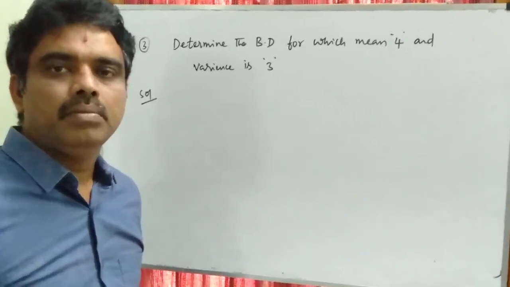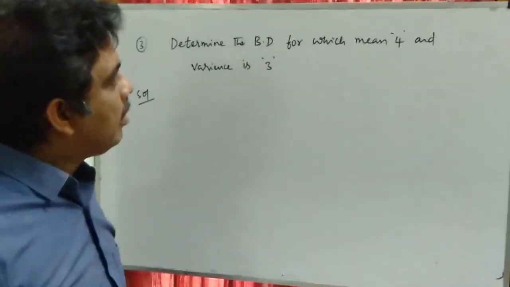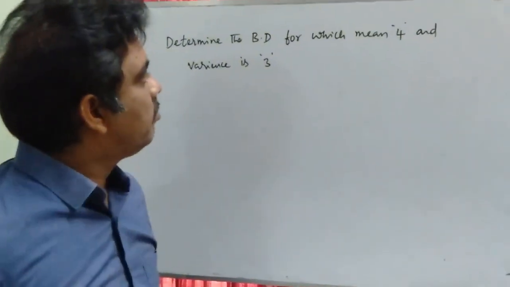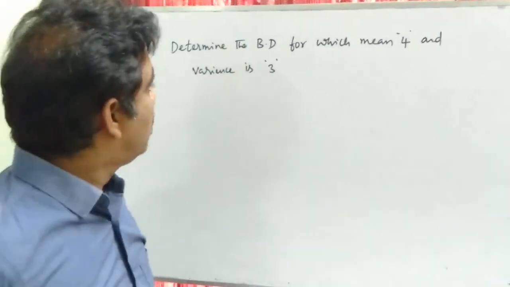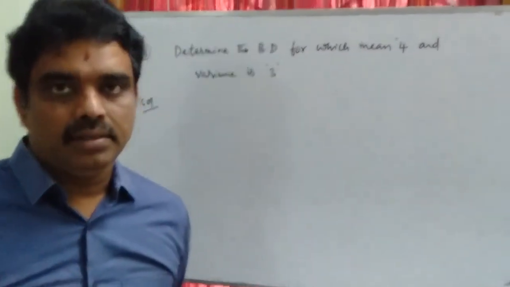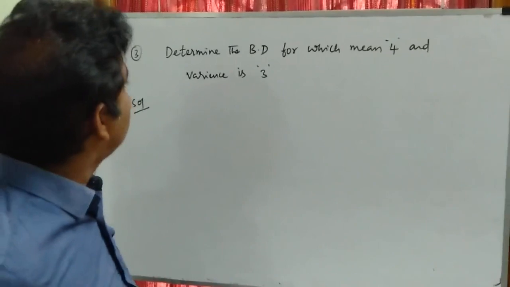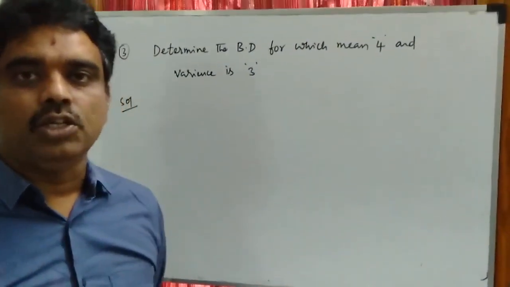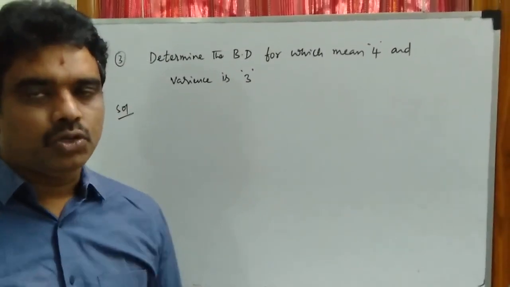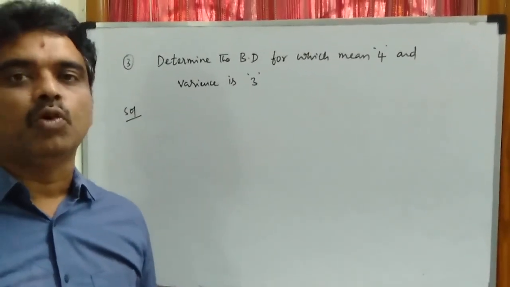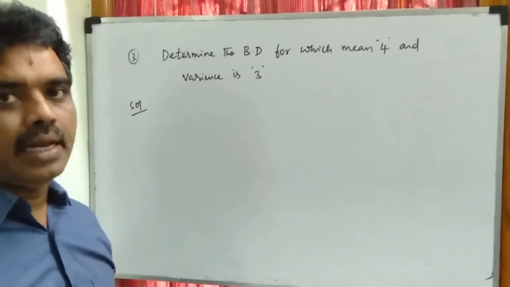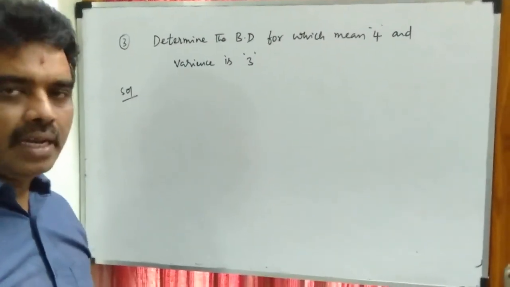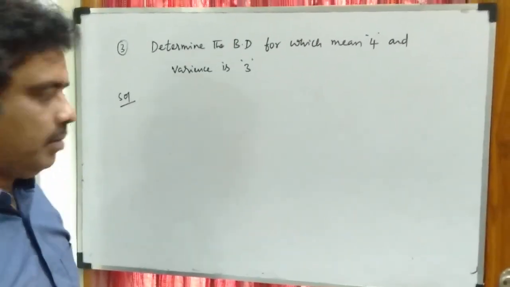Next problem. Determine the binomial distribution for which mean is 4 and variance is 3. So in the problem, given mean and variance, we have to find the entire distribution. That means you have to show that this is in the form (q + p)^n. You need to calculate p and q, then automatically you will get the distribution q, p, n.